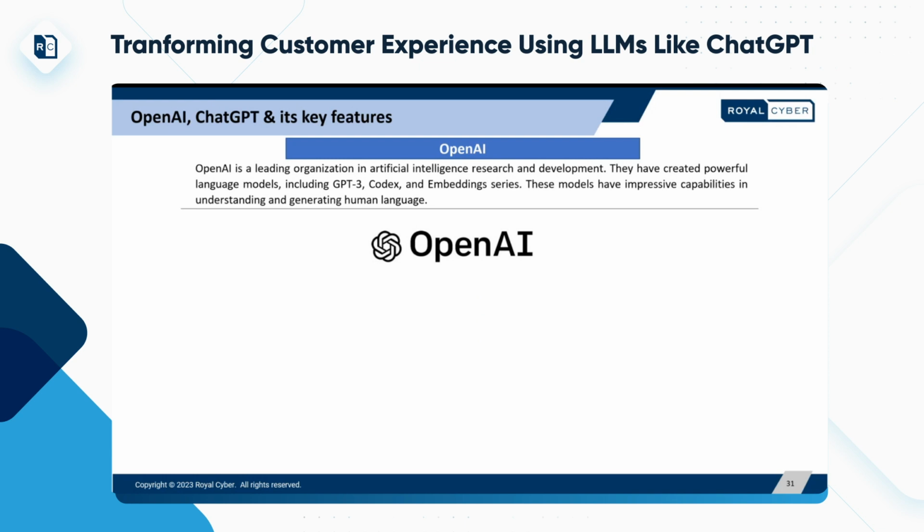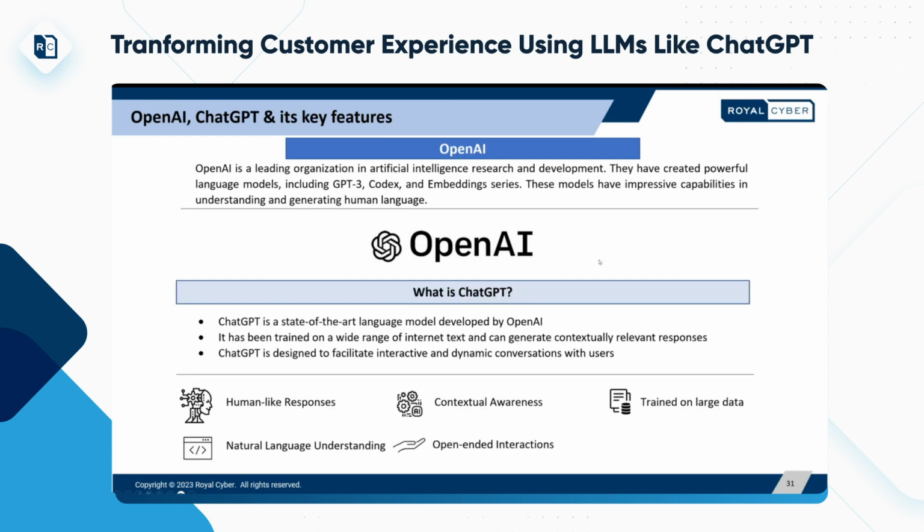OpenAI is, as mentioned before, a leading organization in artificial intelligence research and development, and they have created powerful language models, including GPT-3, Codex, and embedding series. These models have impressive capabilities in understanding and generating human language. And ChatGPT is that state-of-the-art language model developed by OpenAI, and it's designed to facilitate interactivity and dynamic conversations with users.